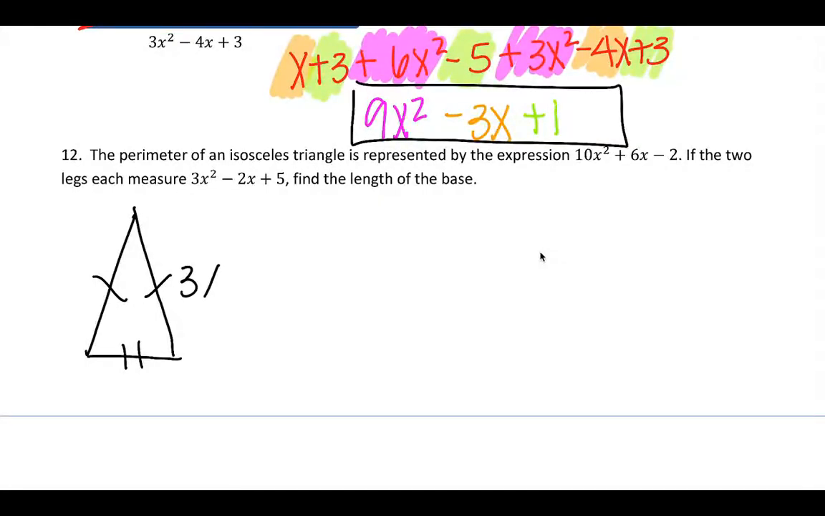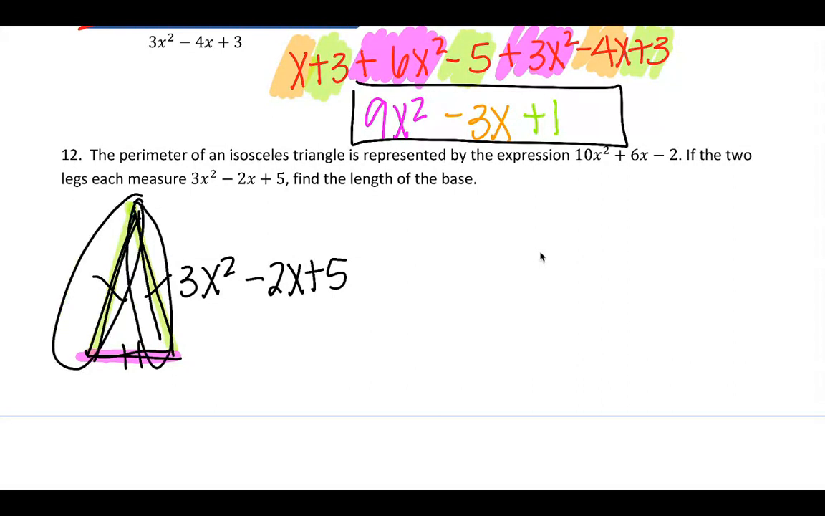So I know that two of them equal this. So I know that this and this one over here are that 3x squared minus 2x plus 5. I'm looking for this. Well, I know that the perimeter is all that stuff over there. So what I really need to do is, perimeter is going to be this side plus this side plus this side. I need to add the two sides I know, and then subtract it from the perimeter to get this missing side down here.